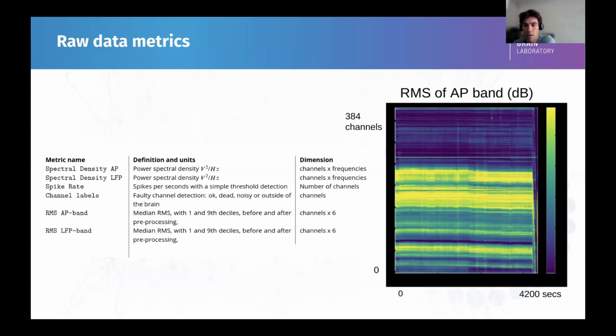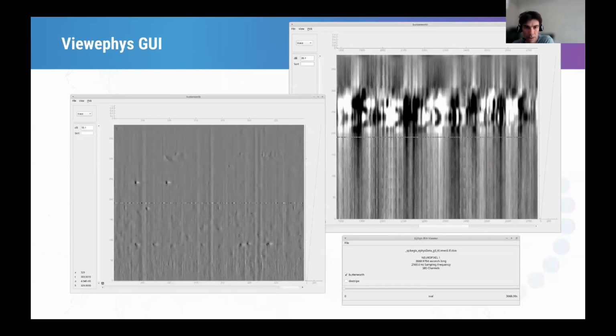So you've seen I did not emphasize the tool that I recommend using for looking at the raw data. This is what we use. We use something that is called ViewEphys. It's in Python and PyQt. You can use it offline to look at the data. Here we have an example on the AP band and the LFP band.